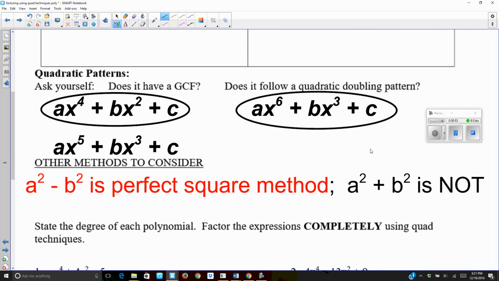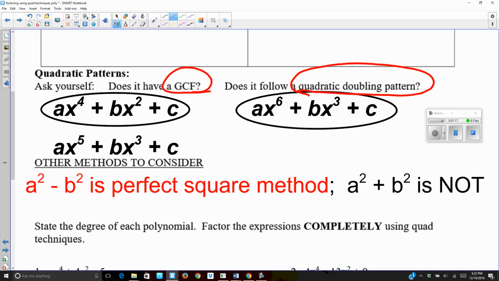So as you're going through these problems, ask yourself, first off, does the problem have a GCF? You're still looking for greatest common factor when you do these problems. Of course, there's a few things here to write down as we go through. Make sure you're copying everything down here in the notes. So the first thing you look for, of course, is the GCF. The second thing you look for is a quadratic doubling pattern.